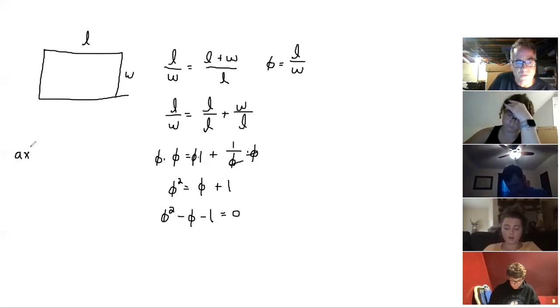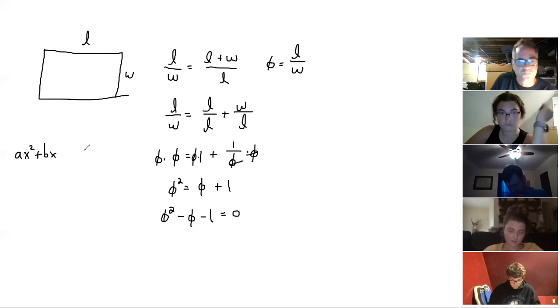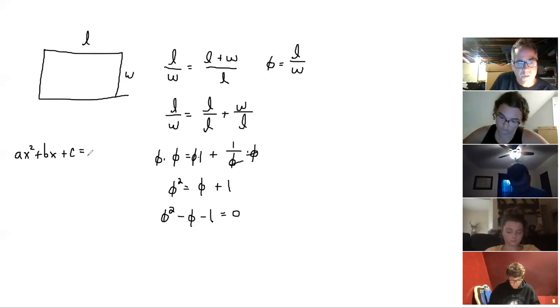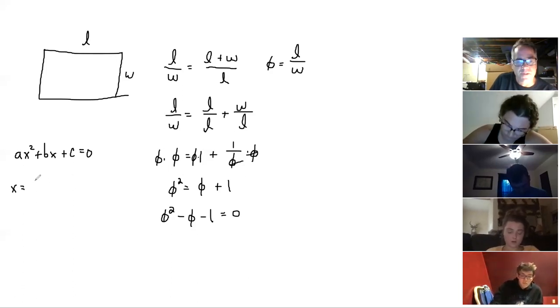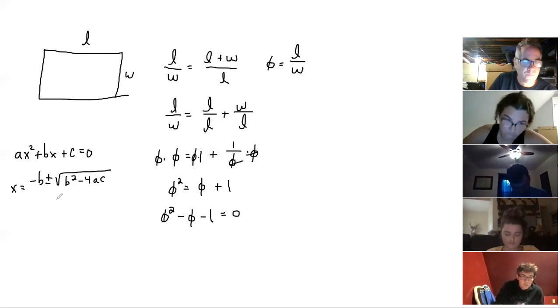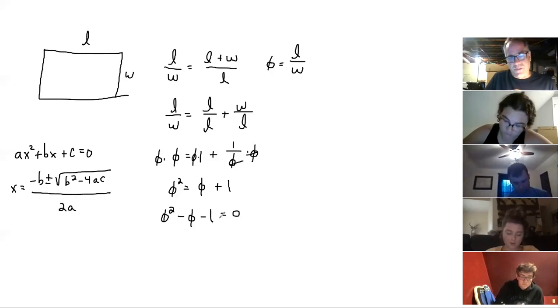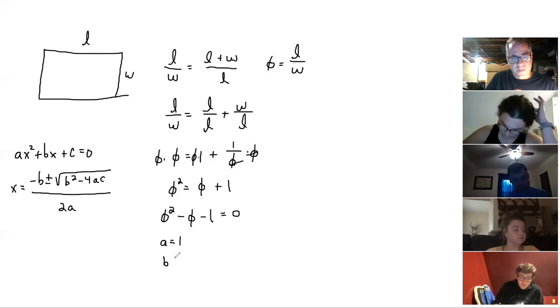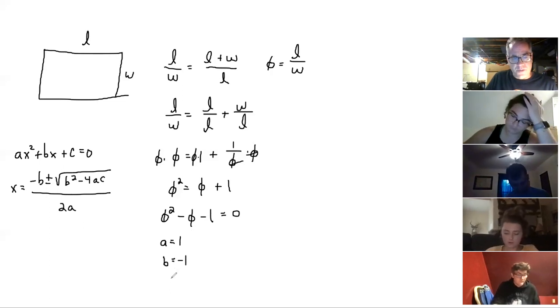Reviewing that real quick: for any quadratic equation with coefficients a, b, and c, variable x, set equal to 0, the solutions for x are the opposite of b, plus or minus the square root of b squared minus 4ac, all over 2a. So for us, in this quadratic equation, our a is 1, our b is -1, and our c is -1.